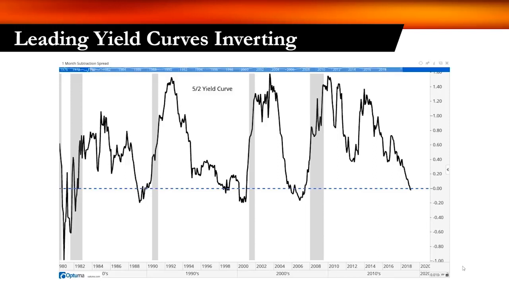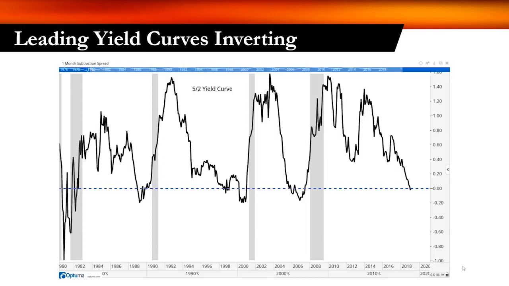Here's a yield curve of the 5-2 Treasury. So what that means, it's the 5-year minus the 2-year. And the more popular one is the 10-2. That's the 10-year minus the 2-year. Well, what we find is the 5-2 leads the 10-2. And the 5-2 has already inverted.